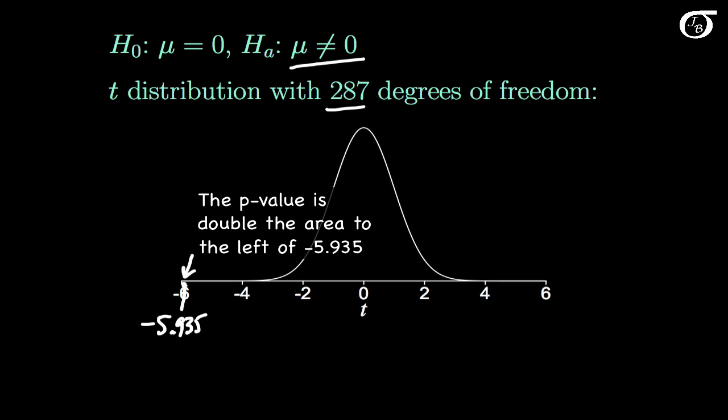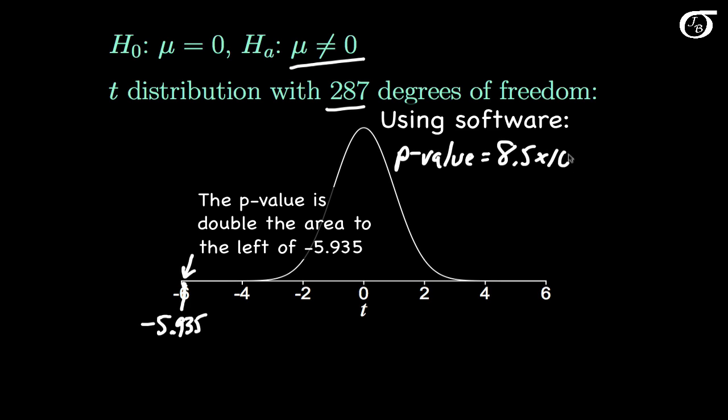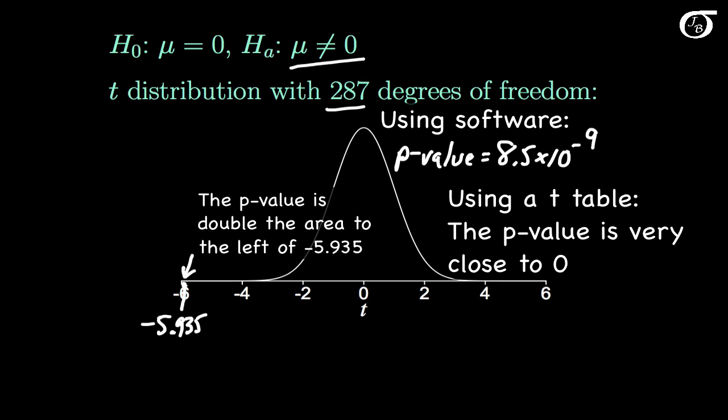From the plot, we can see that there is very little area to the left of the observed value of the test statistic, and so our p-value is going to be very small. Using software, we can find out that the p-value is equal to 8.5 times 10 to the negative 9. If we didn't have access to software and we could only use a t-table, we'd have to say something like the p-value is very close to 0.